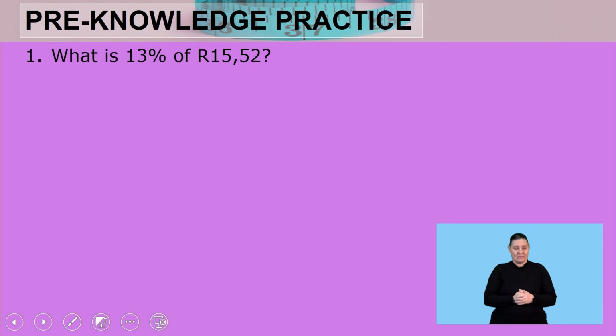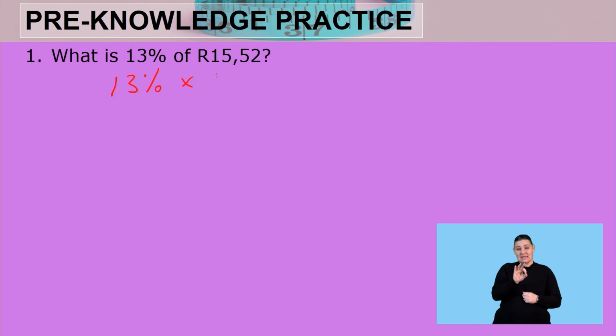So, what is 13% of 15,52? So looking at this, 13% of becomes times 15 Rand 52. We punch that into our calculators, and we get 2 Rand and 2 cents. That's the amount. Let's look at another one.